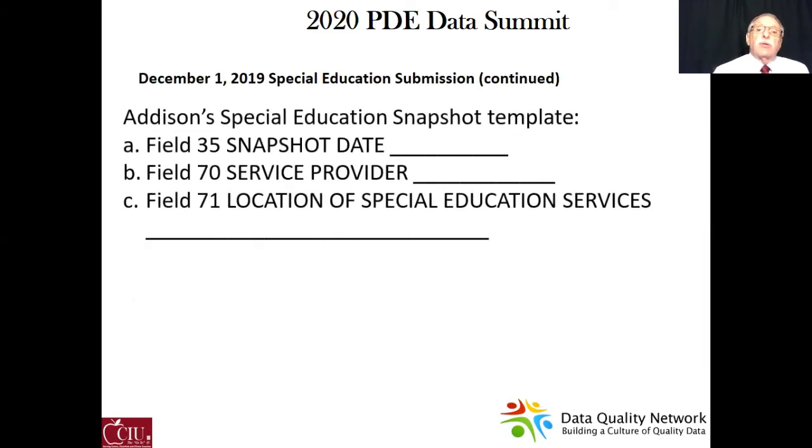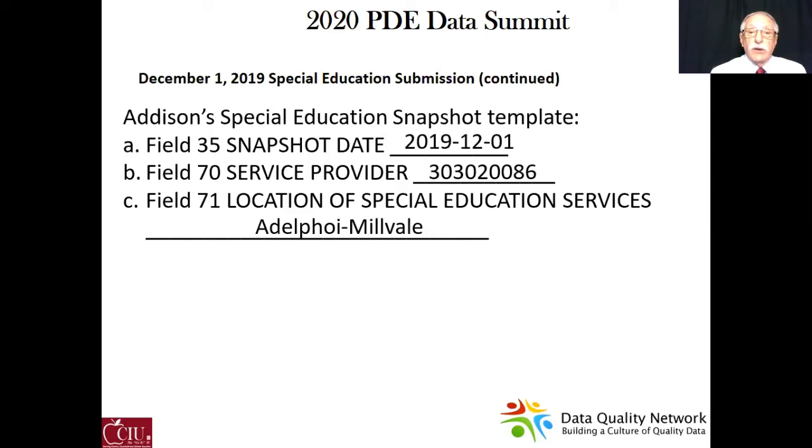So Addison's special ed snapshot template, the snapshot date is going to be December 1, even though that was a Sunday. And the service provider, we know that's a private entity, but they do have an AUN, and that happens to be Adelphi Millville. That's their AUN, and then we put their name in for the Field 70 location of special ed services. Even though Field 70 would allow you to put text, I encourage you, make the effort to find out if a facility really does have an AUN, and please put that in there.